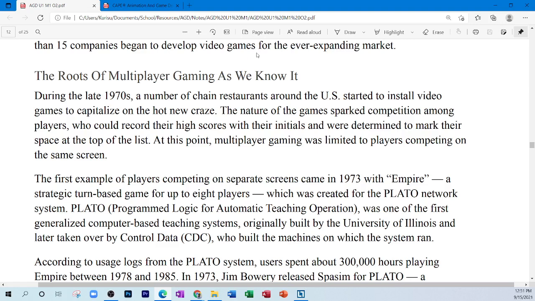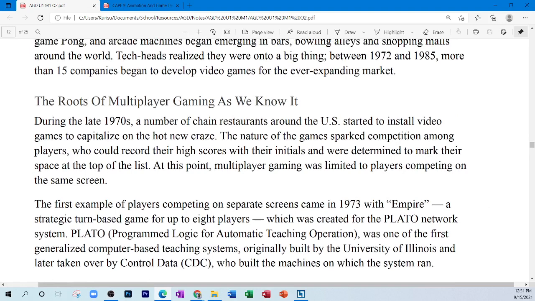The first example of players competing on separate screens came in 1973 with Empire, a strategic turn-based game for up to 8 players, which was created for the PLATO network system. PLATO, Programmed Logic for Automatic Teaching Operations, was one of the first generalized computer-based teaching systems, originally built by the University of Illinois and later taken over by Control Data (CDC), who built the machines on which the system ran.